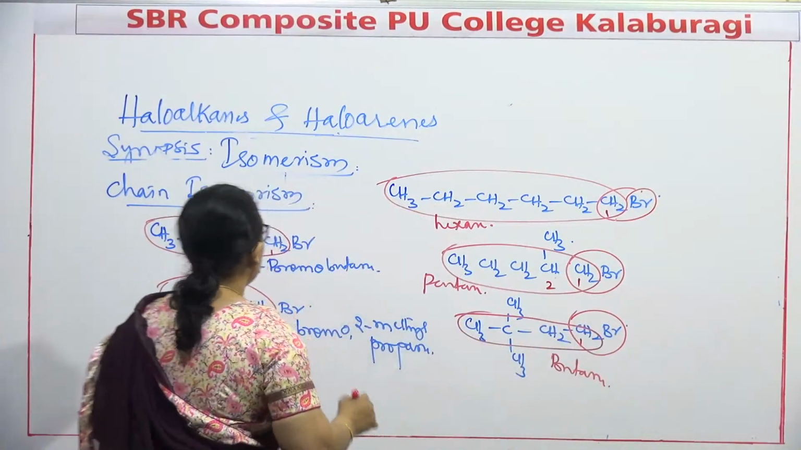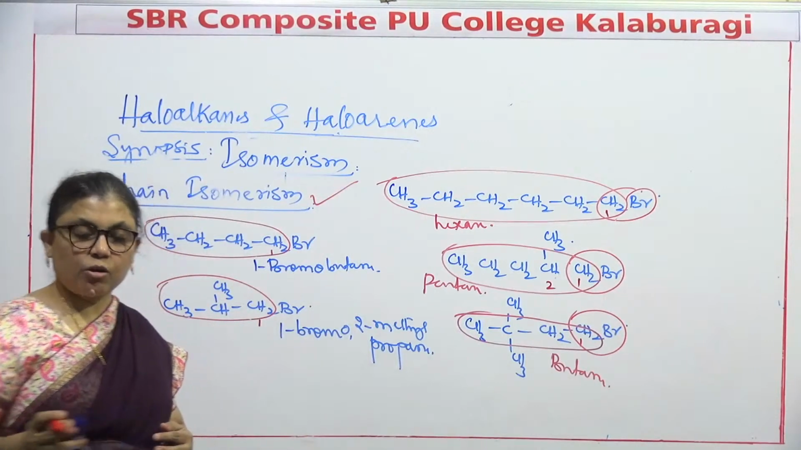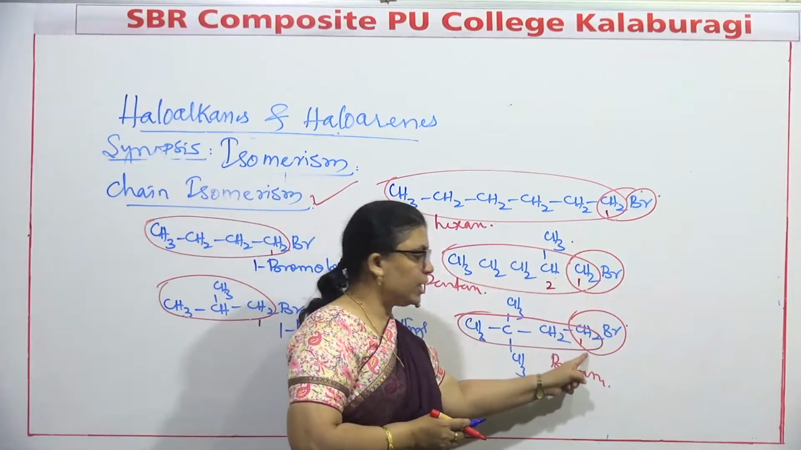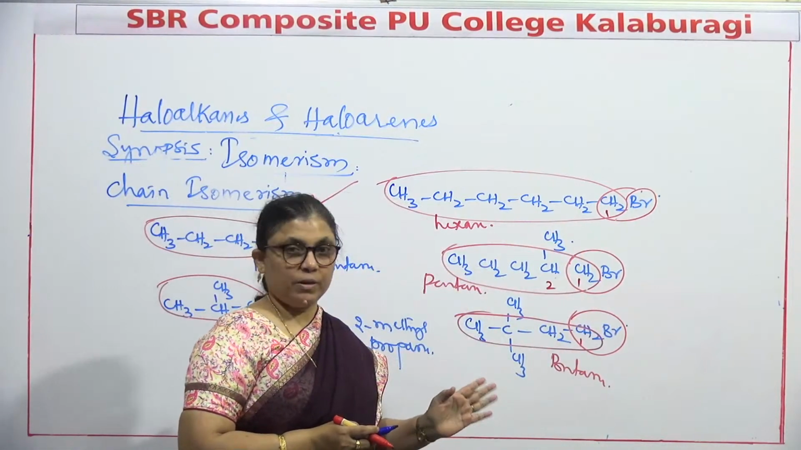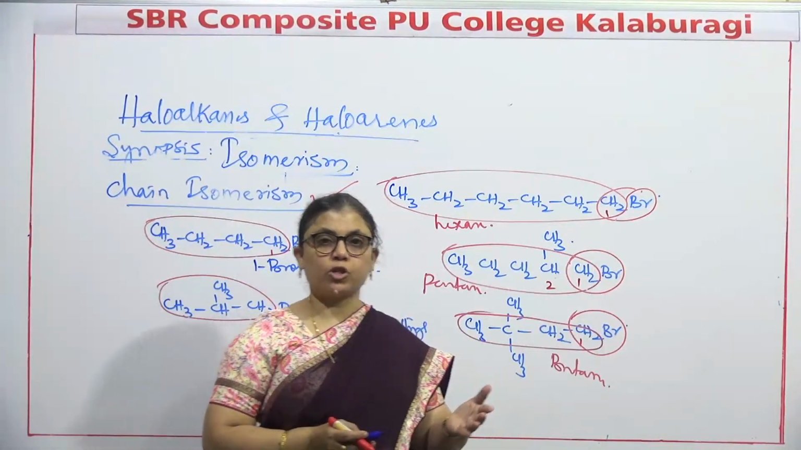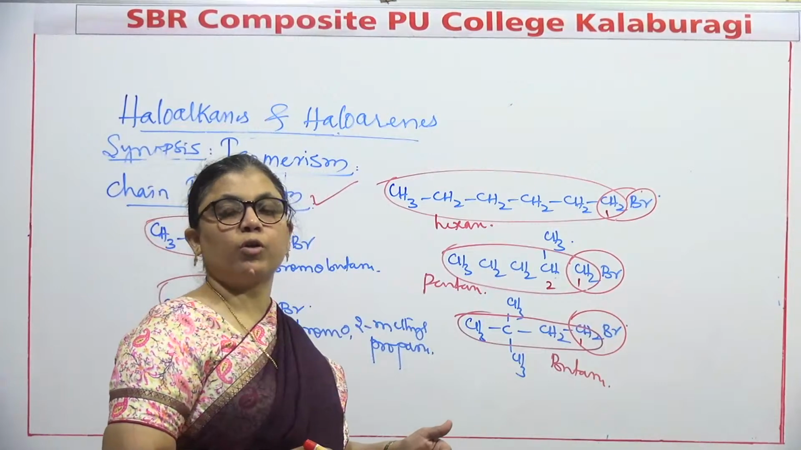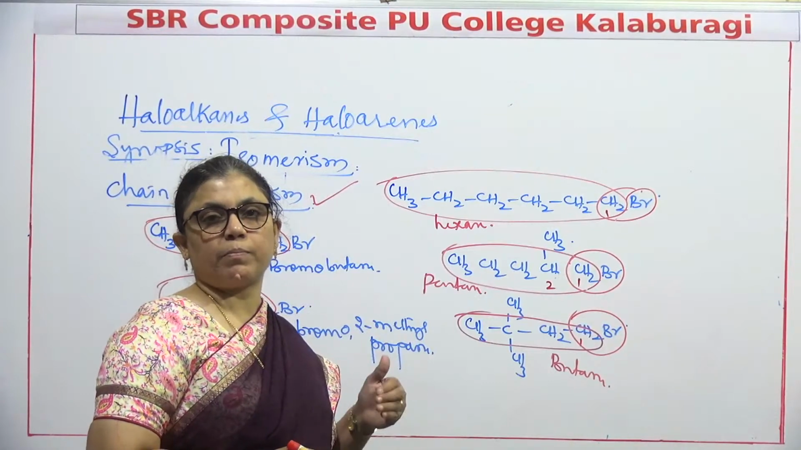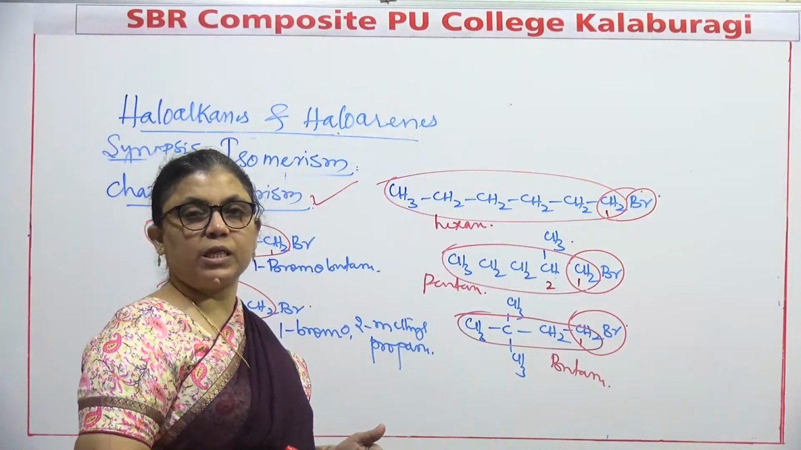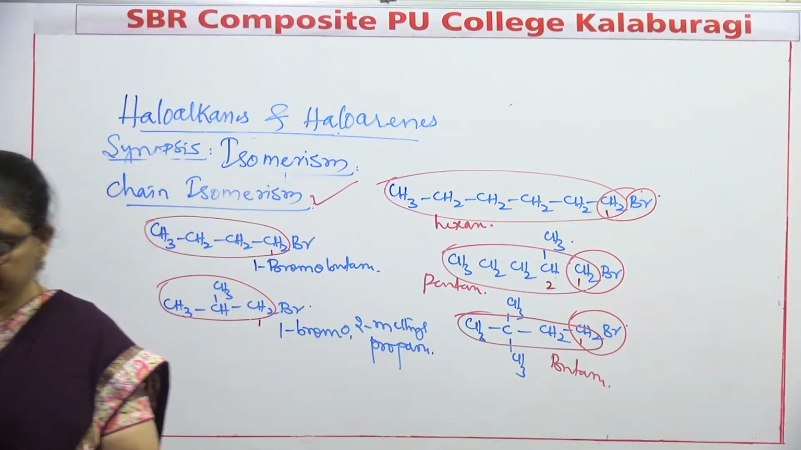So with respect to chain isomers, the arrangement of the carbon chain must be different, but the functional group must be linked to the first carbon atom. The position of the halide group, the functional group, must be fixed. Only the arrangement of the carbon chain has to change. These are called chain isomerism. Next one is position isomerism.